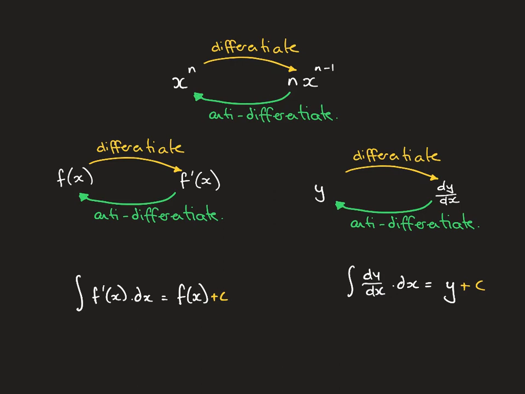So you would think that the integral of f dashed of x dx, the integral of the derivative, should give you the original function plus c. But what you actually get is not the original function, but part of the formula for the original function. Part of the formula.